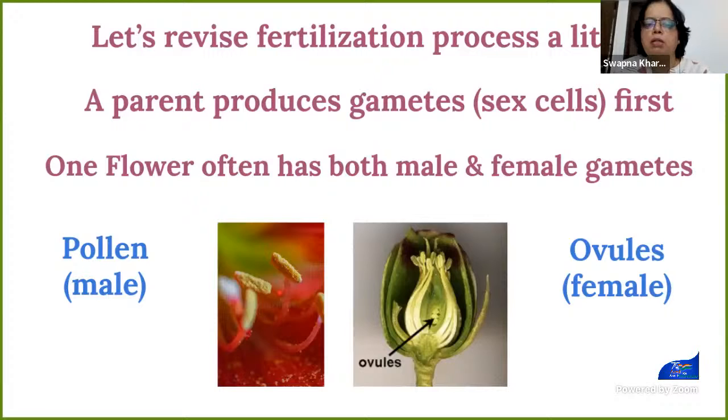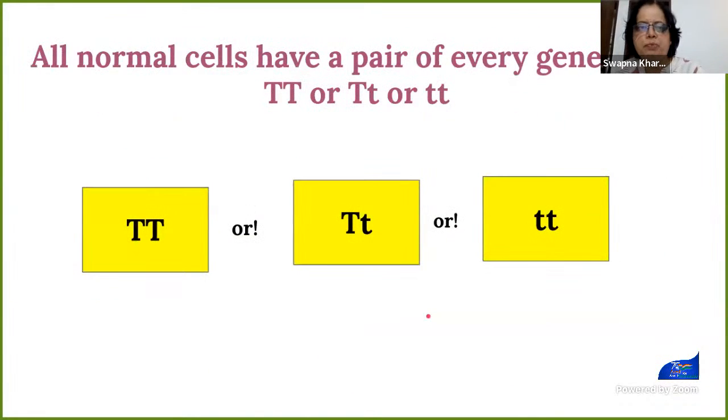Now remember, there are thousands and thousands of pollen grains produced in a flower, so there are going to be thousands and thousands of male gametes. Similarly, in the case of pea and many other plants, there are multiple ovules in a single flower. Each ovule will become a seed, so there are going to be multiple female gametes in a single flower. Okay, the significance of this will become clear to you shortly.